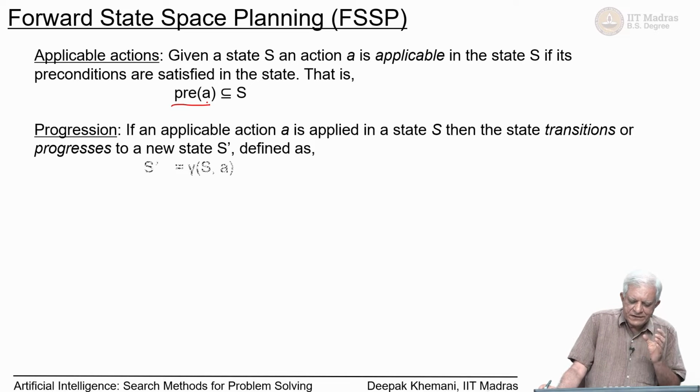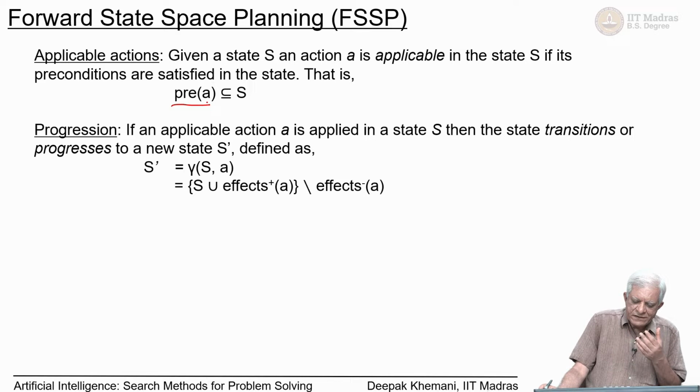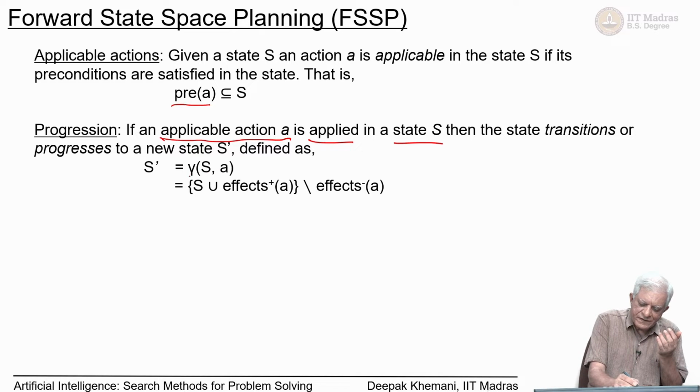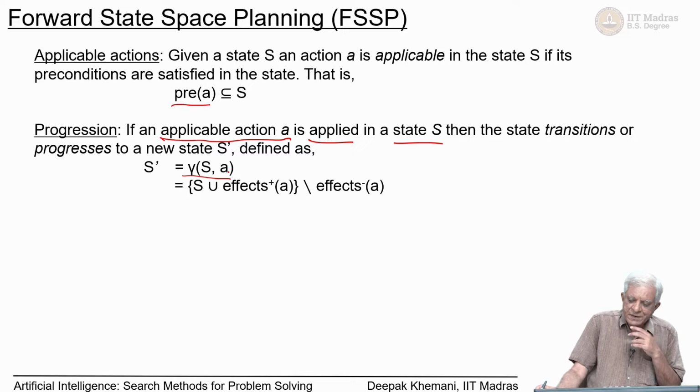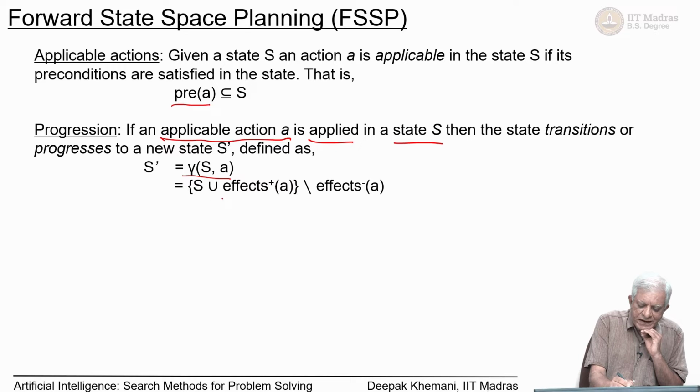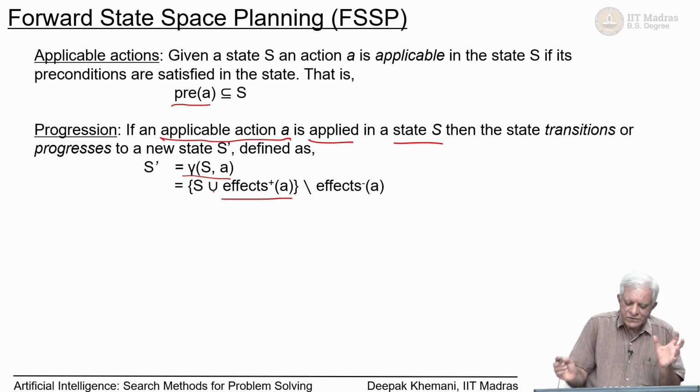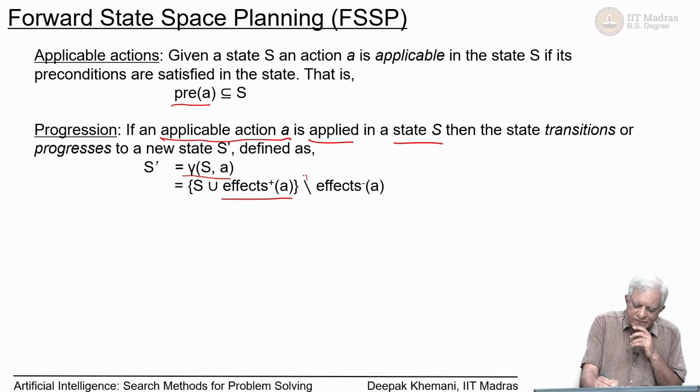We say that a state progresses over an action when an applicable action A, so first of all this action must be applicable, is applied in a state S, then the state transitions or progresses to a new state S prime, which is basically denoted by the fact that a state transition has happened, as we said earlier, but it is computed in practice as follows: to the state S you add the positive effects of A. So, this is union, you take a union of these two sets, and this is set difference. You subtract in some sense the negative effects of A.